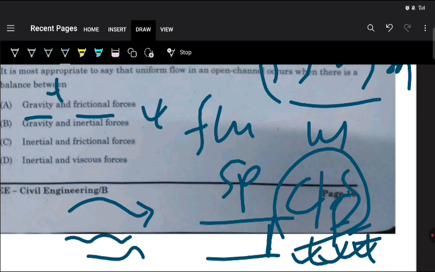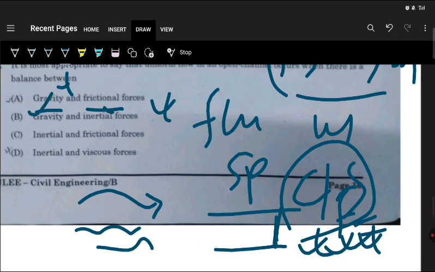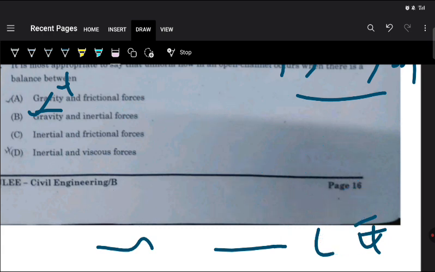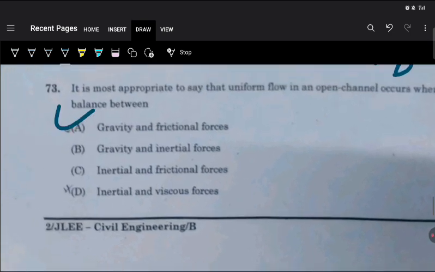Okay, so if these things are not changing, the cross section and slope of the channel, if these things are constant, then the gravity and frictional force will be in balance, right? So if these things are balanced, then it will give uniform flow, right? So option A is the correct answer.